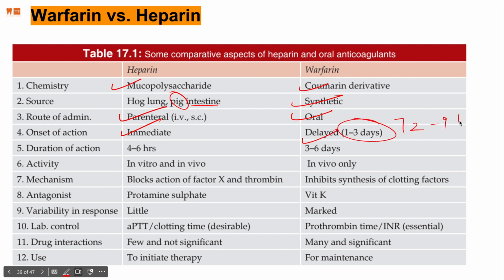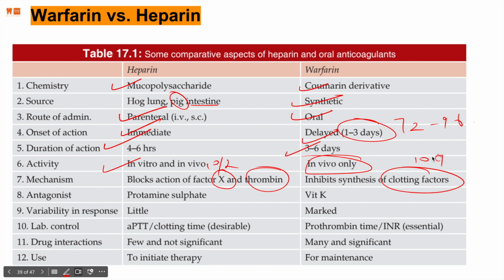Remember, 72 to 96 hours. Duration of action, 4 to 6 hours for heparin and 3 to 6 days for warfarin. As well as activity in vitro, in vivo, and this can only be done inside a body itself. Mechanism: heparin blocks the action of factor 10 and thrombin, so 2 and 10. Warfarin inhibits the synthesis of clotting factors. Antagonist, protamine sulfate. Antagonist, vitamin K.